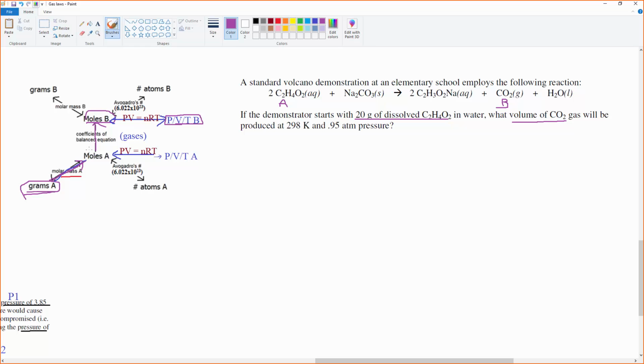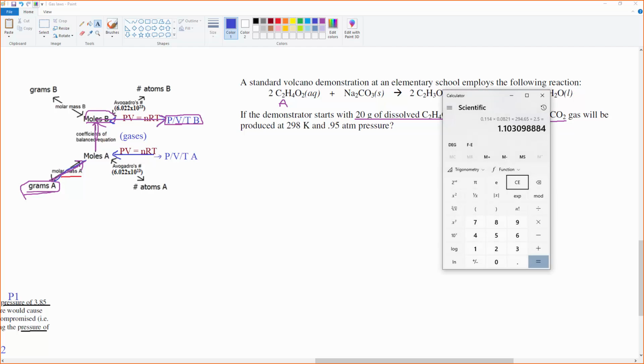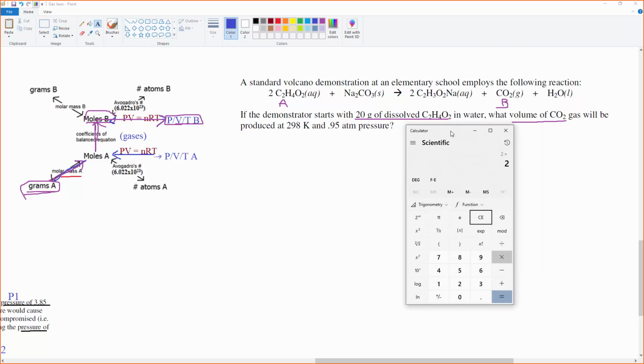We're just going to use the same path that we did previously. What do we need to do first? AMU, right? So if we're going from grams all the way this direction, the first step is to use the molar mass to convert to moles. So we need the molar mass of C2H4O2, which is going to be 2 times 12.01 plus 4 times 1.008 plus 2 times 16. Is that what you guys got? 60.052?